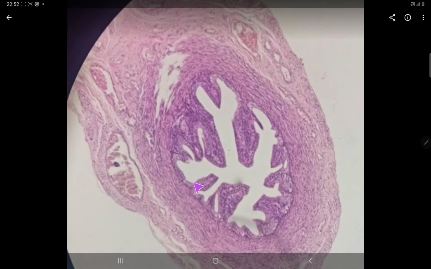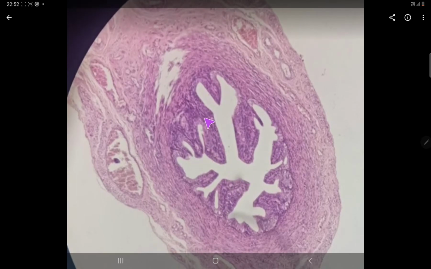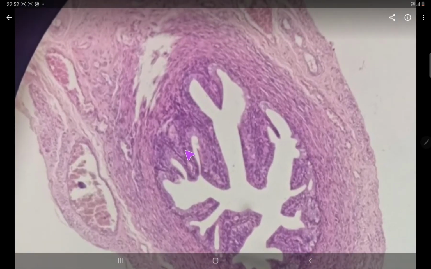This mucosa throws a number of folds into the lumen, and this lumen is almost filled with these mucosal folds. The lining epithelium is simple columnar epithelium, ciliated as well as non-ciliated. Some cells are ciliated and some cells are non-ciliated, that are called secretory cells or peg cells. This mucosa overlies loose connective tissue, that is lamina propria.